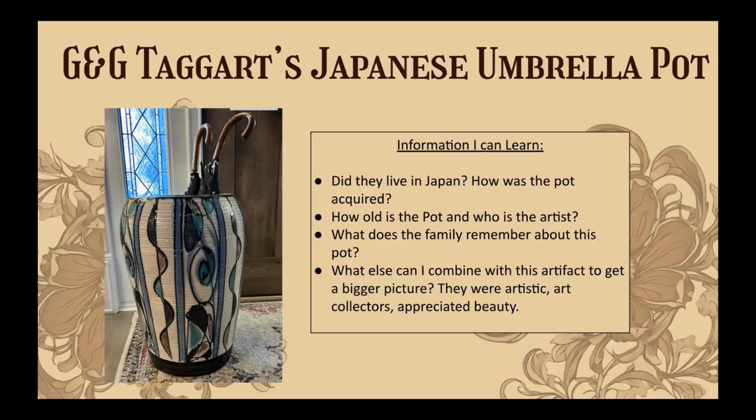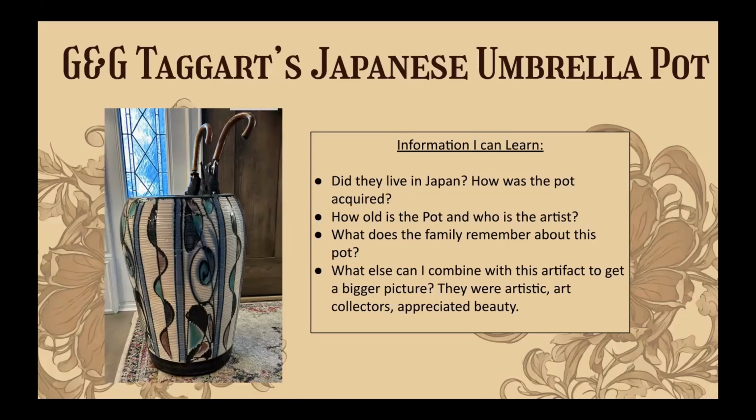But this made me think, did they live in Japan? Did they go there? How did they acquire this pot? How old is the pot and who is the artist? So something I would do here, I would look at the artist, I would look at the art, take a picture, and online, I am sure somewhere I can find out who created this. So what other things can I combine with this artifact to get a bigger picture?